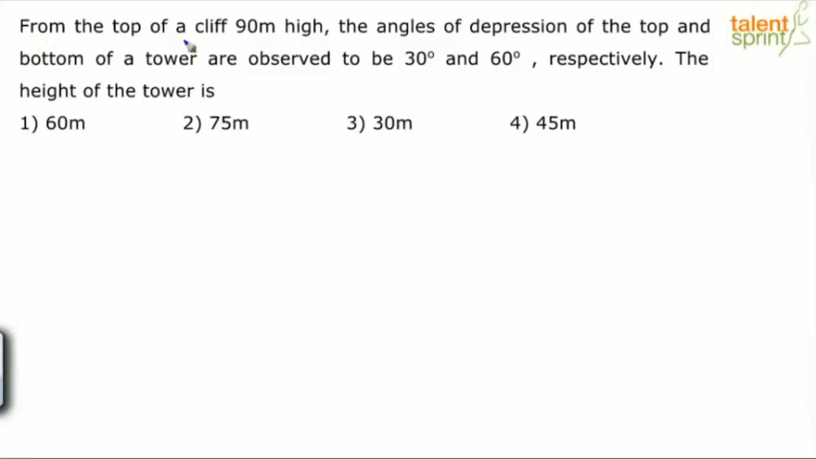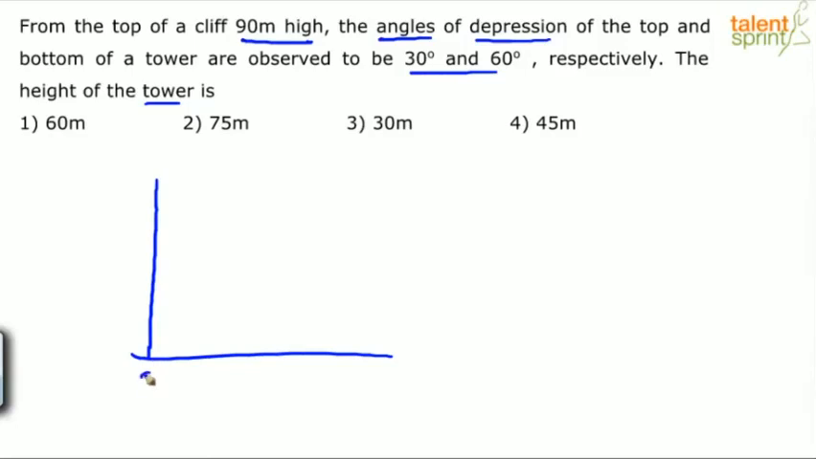The question says, from the top of a cliff, 90-meter high, the angles of depression of the top and bottom of a tower are 30 degrees and 60 degrees respectively. The height of the tower is. So here we have got two objects. One is a cliff and the other is a tower, right? Now from the top of a cliff, which is 90-meter high, the angles of depression of the top and bottom of the tower are 30 and 60. So clearly you can conclude that the cliff would be higher than the tower. So this is the ground, let's say, and here is the cliff. This is the cliff, and let's say this is the tower.